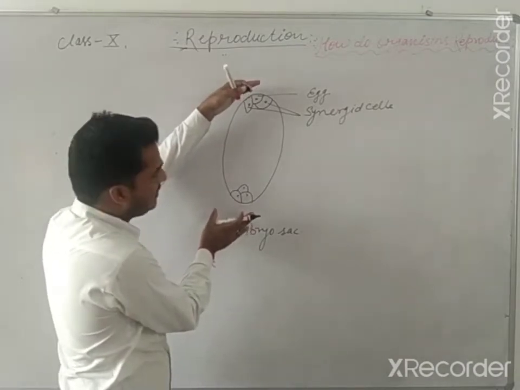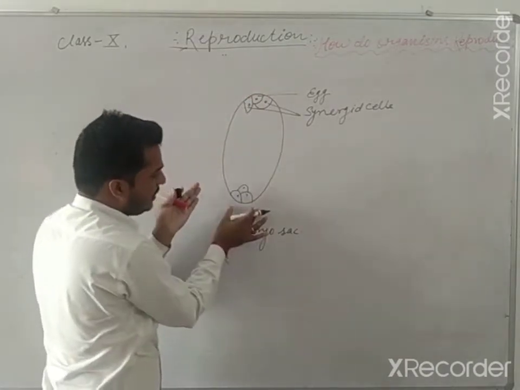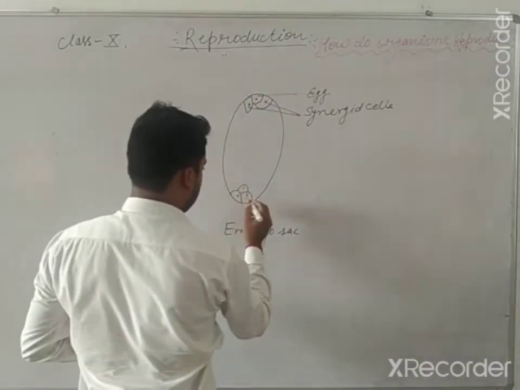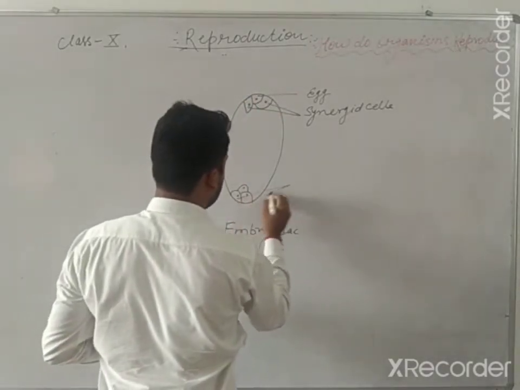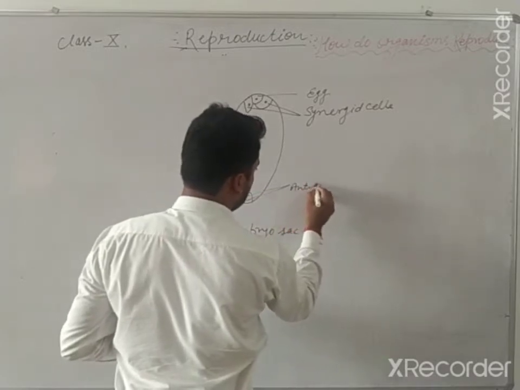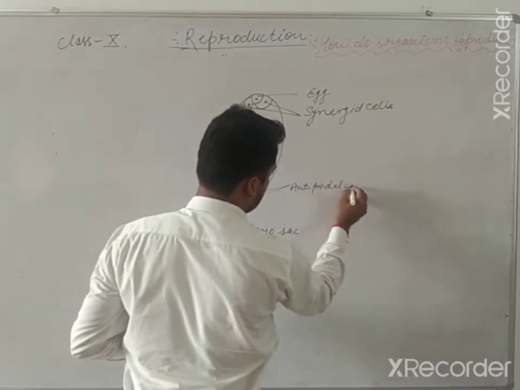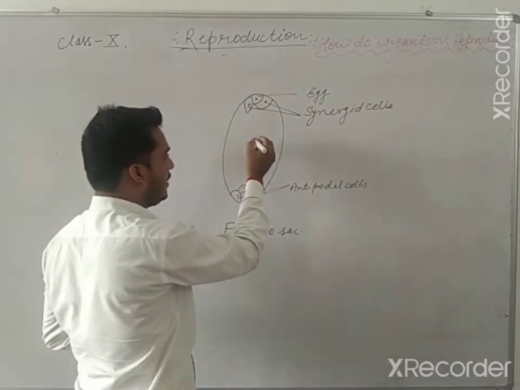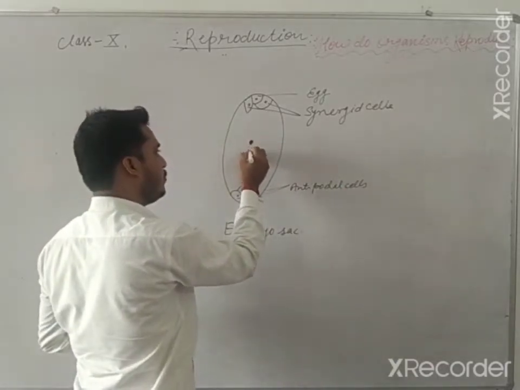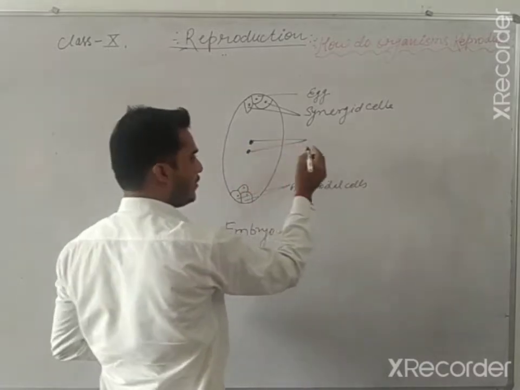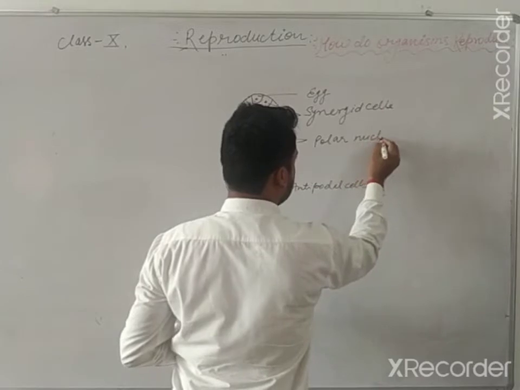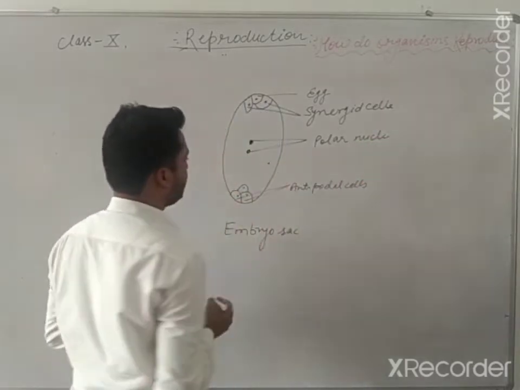This portion comes here and this portion comes there. And these are your antipodal cells. In this structure, my dear students, 2 polar nuclei are present.